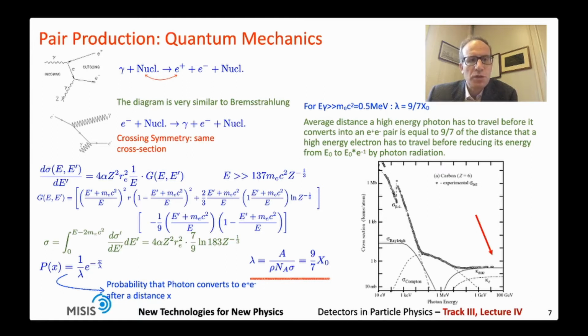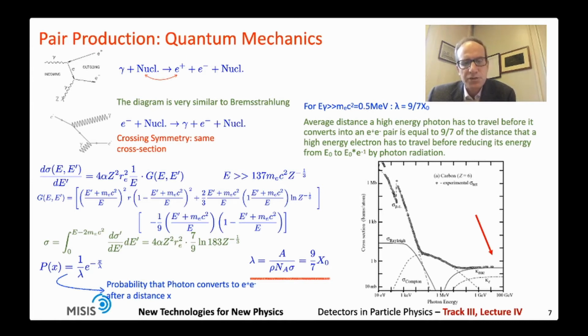Here you see what happens. If you don't start from an electron, but if you start from a photon, then the photon, when it interacts with the nucleus, will produce a pair, an electron-positron pair. And this diagram is indeed very similar to the electron Bremsstrahlung, so there is a crossing symmetry. This means that basically you compute the cross-section in the same way.